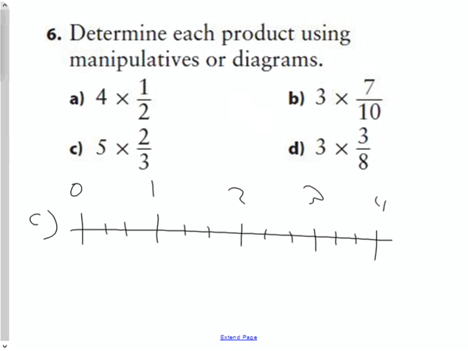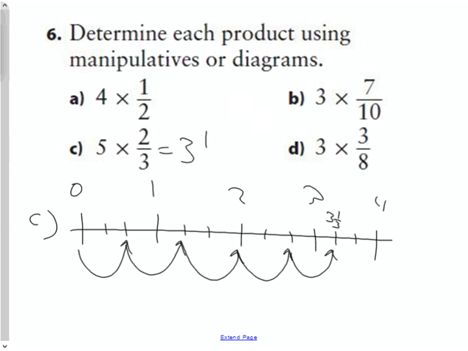So I want 5 groups of 2/3. So my first arrow will be from 0 to 2/3. That's 1 group. That's 2. That's 3. That's 4. And that's 5. That's 5 groups of 2/3. And if I ask myself, where did I end up at? I ended up at 3 and a third. So therefore, what is the product of that? It is 3 and a third. Or if you wanted to, you could say that is an improper fraction, 10/3 in total.